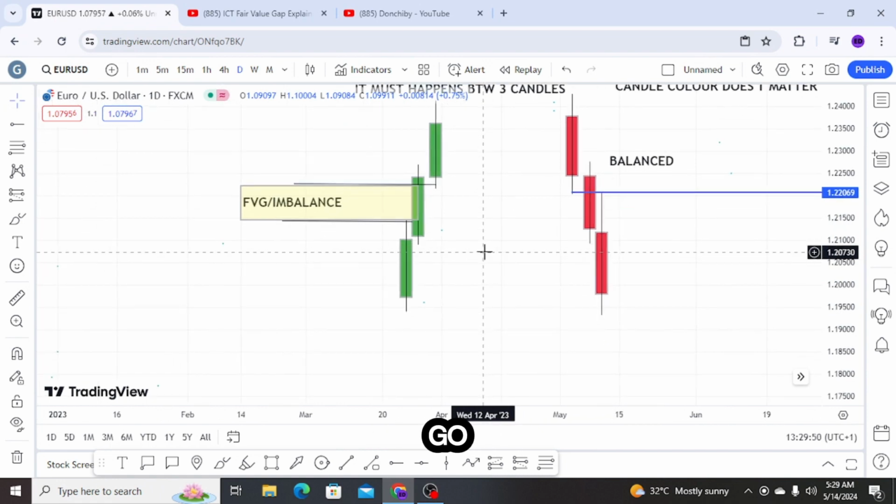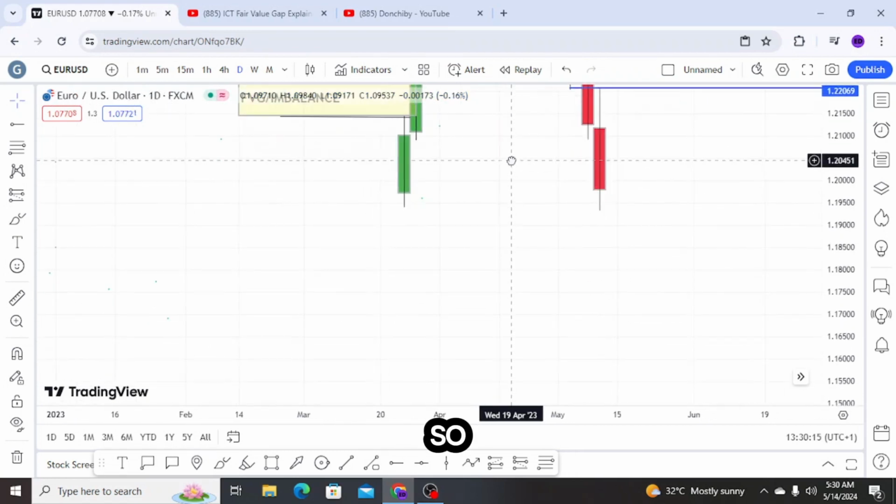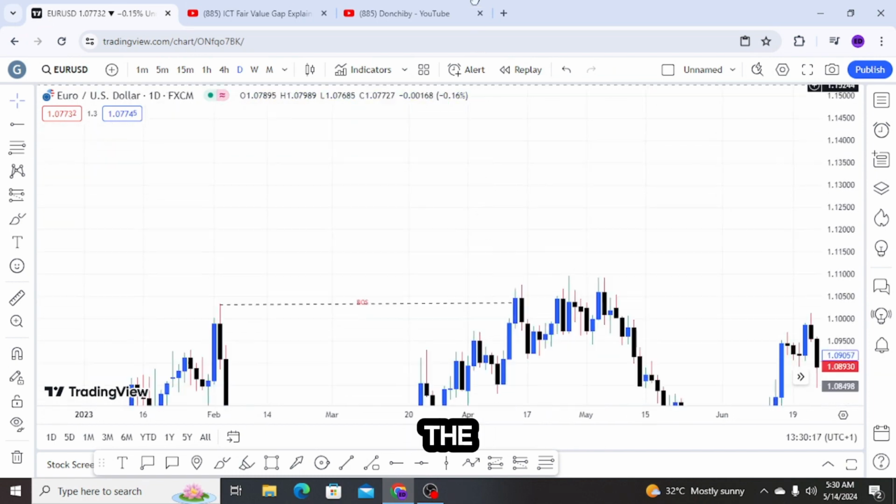So let's go to the chart and let's start looking out for these imbalances or fair value gaps, and how you can trade them and use them for your entry, for your support, or for resistance, or whatsoever you want to use it for. But mainly in ICT we use it for entry, as our entry point. So let's come to the charts.